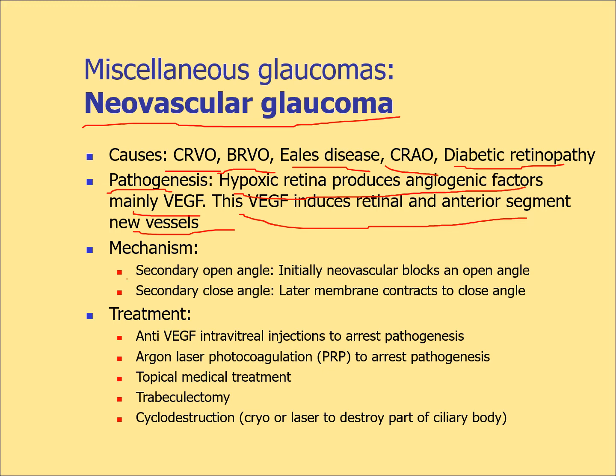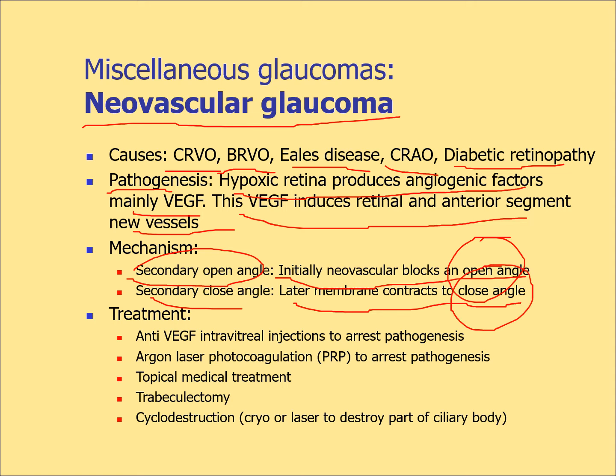Neovascular glaucoma can be secondary open angle glaucoma. This happens when initially the new vessels block an open angle. Later on, a membrane contracts and closes the angle completely, so the glaucoma converts into secondary angle closure glaucoma. So it starts as an open angle and then ends up as a closed angle glaucoma. That's why it's described separately.